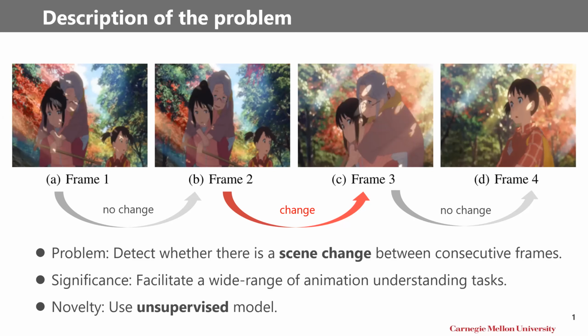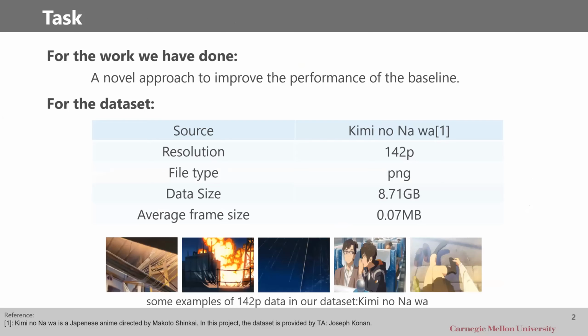We use a variational autoencoder as our unsupervised model. Referring to the work we have done in this project, our work can be attributed to developing a novel approach, which will be emphasized more in the following slides, to improve the scene change detection of the baseline model. And for the dataset, we use one Japanese animation movie, Kimi no Na wa, as training and validation dataset. Listed here is some basic information.